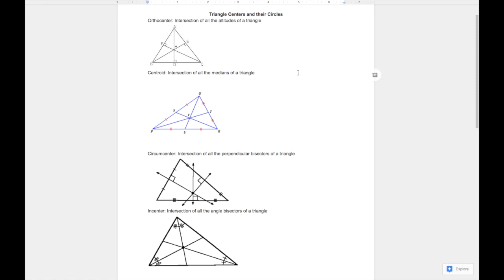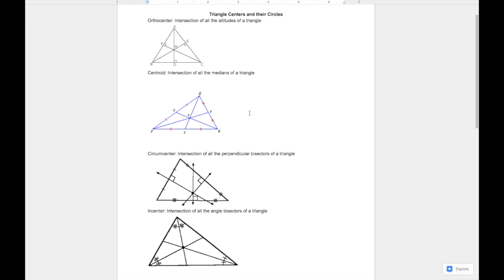So first we have the orthocenter, which is the intersection of all the altitudes of a triangle. So all you have to do is, in your triangle, create all three altitudes, and they will intersect at the point called the orthocenter.